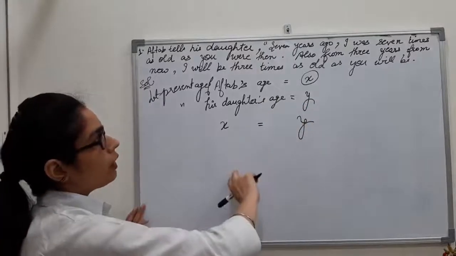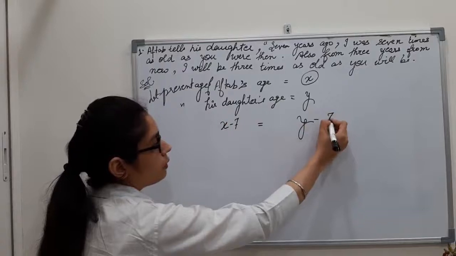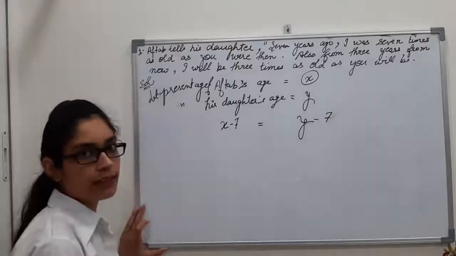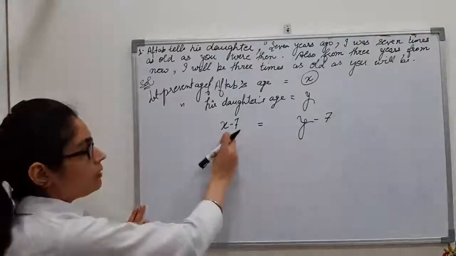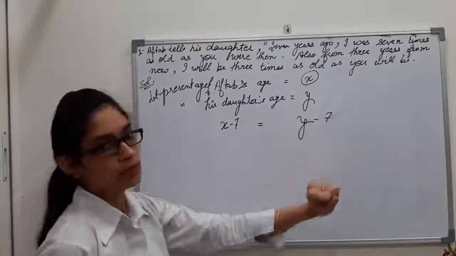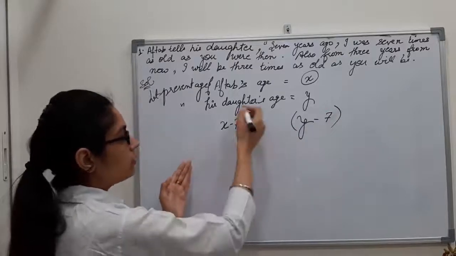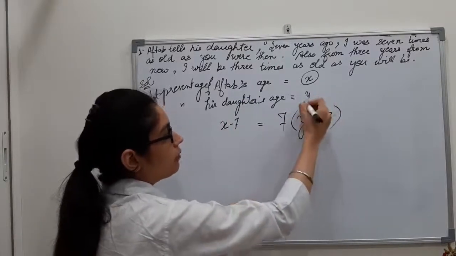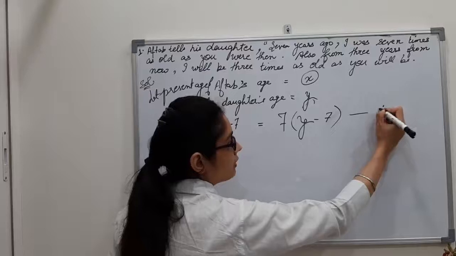Now they are talking about 7 years back. So just minus 7 from both sides, because past means I have to subtract. In the same way, if I'm 20, 7 years ago I will be 20 minus 7. That's why if he is x now, he will be x minus 7, 7 years back, and she will be y minus 7, 7 years back. Now they told us that 7 years back he was 7 times his daughter's age at that time. That's why we will write 7 times. So this is our first equation.